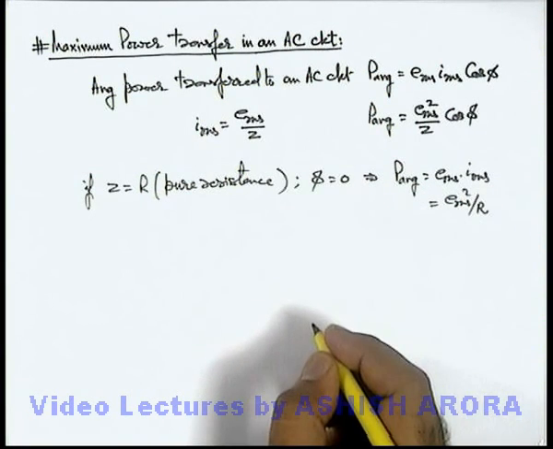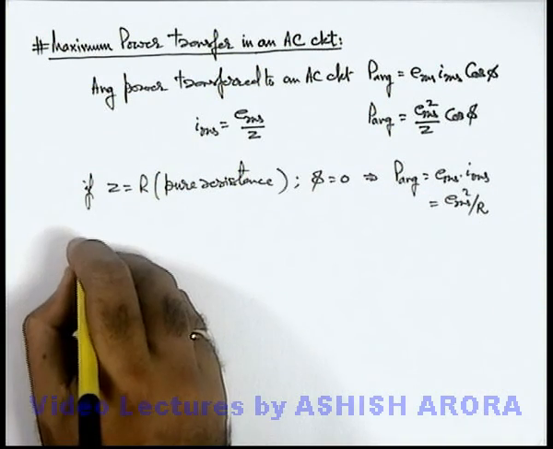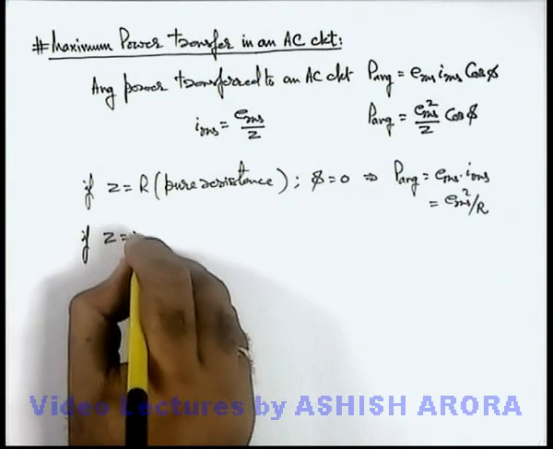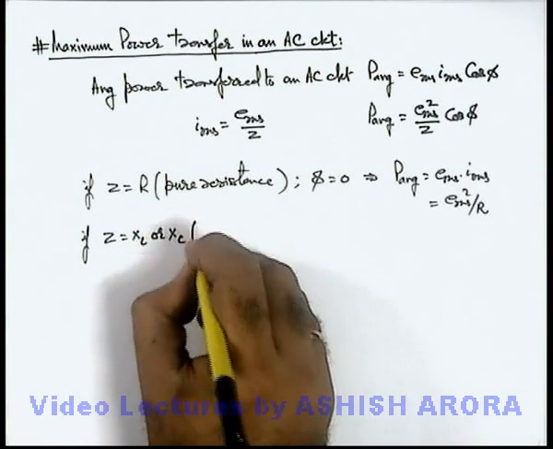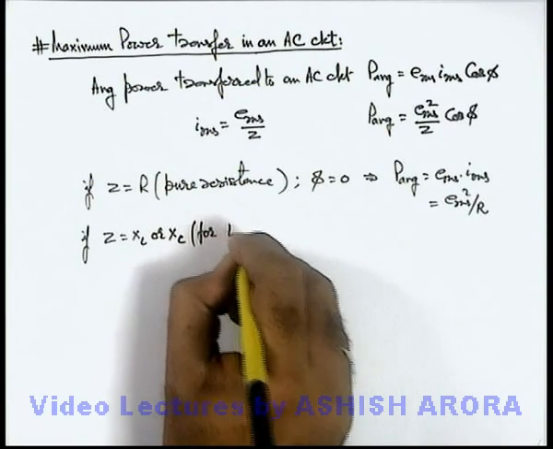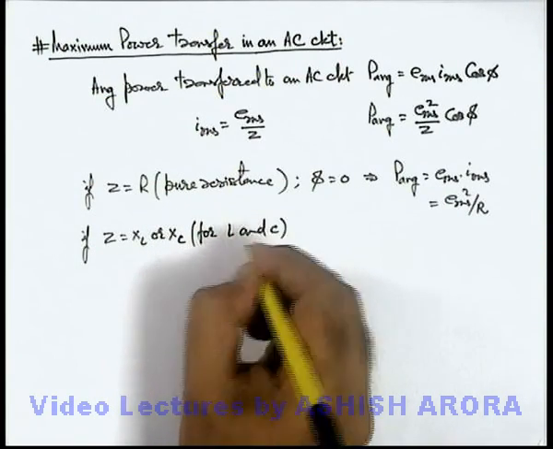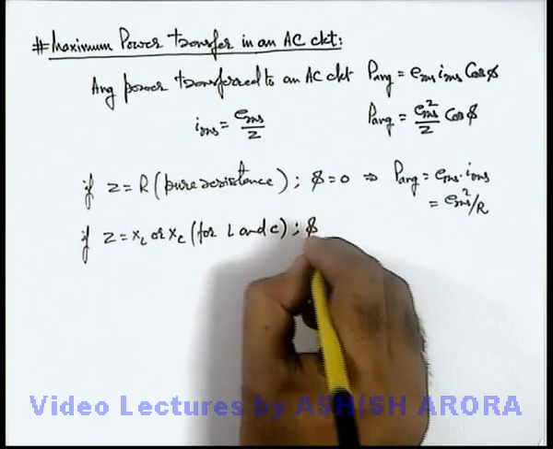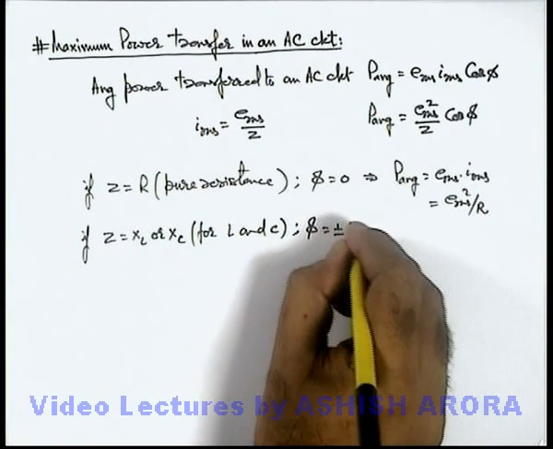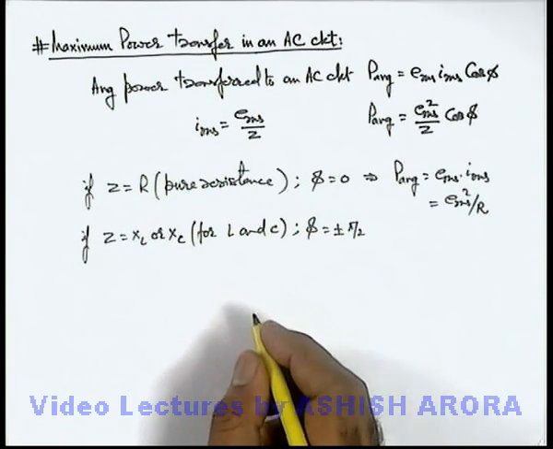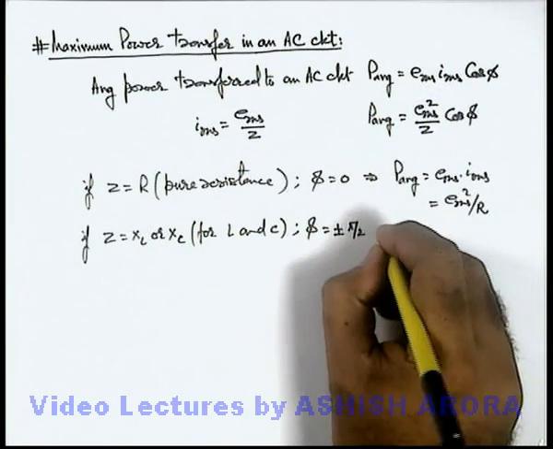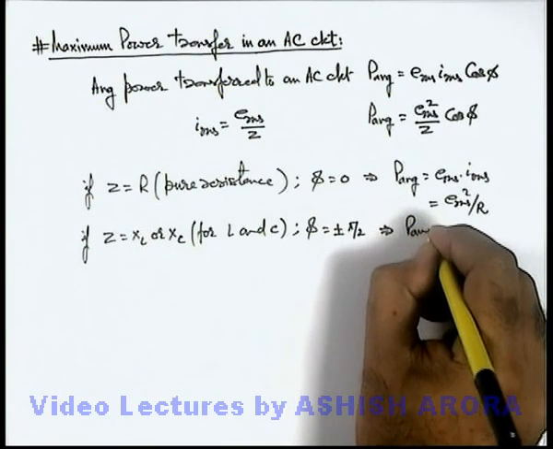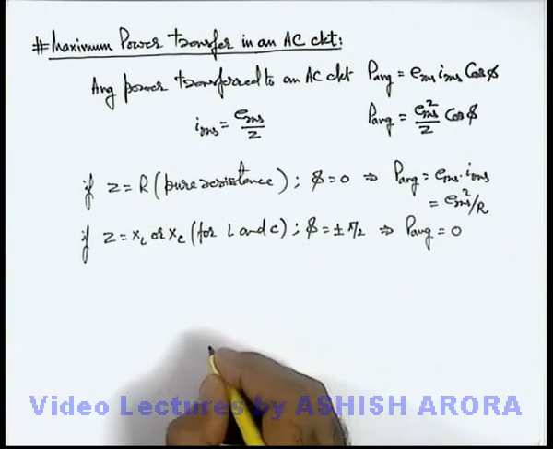Now similarly, if Z is equal to XL or XC, that is we are talking about L or C, we know the value of phi is equal to plus or minus pi by 2. Either current will be leading EMF or it will be lagging EMF. And in this situation, the value of cos phi is 0. That implies the average power consumption is equal to 0.